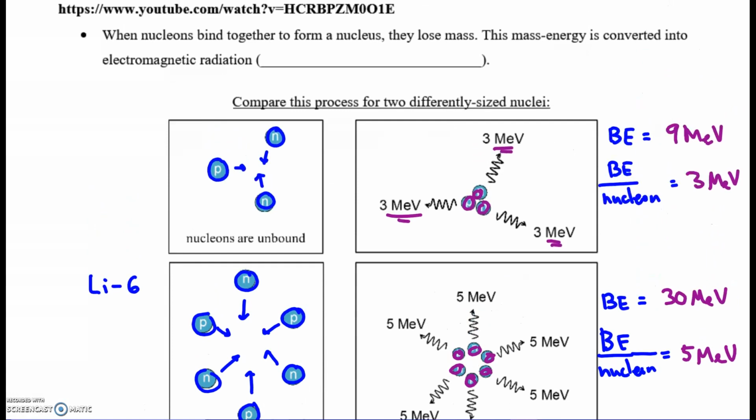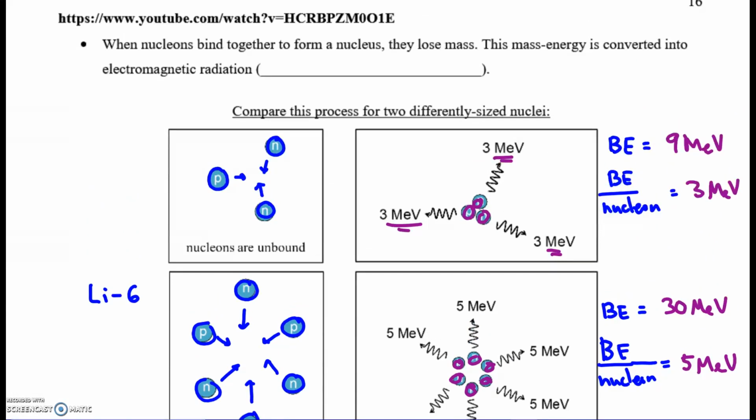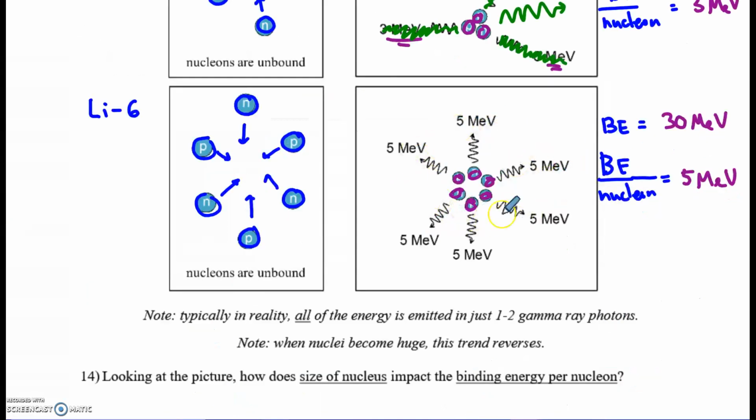Now, what we're reminding ourselves of is that when you bind the nucleus together, mass gets lost. What happens to it? It converts to energy. Specifically, it converts to a gamma ray photon. So that's tons of energy. That's a super high energy photon. This is kind of an inaccurate picture. Normally, we're not actually emitting 3 different photons. What we typically see is one single gamma ray photon with all 9 MeV. Same thing down here. We would really only have one gamma ray photon with all 30 mega electron volts.